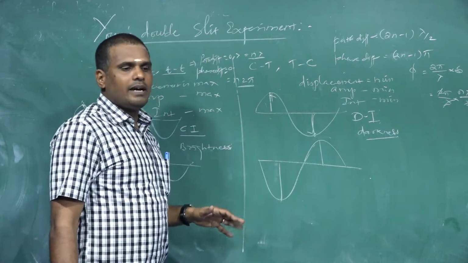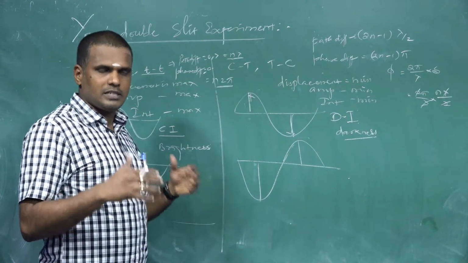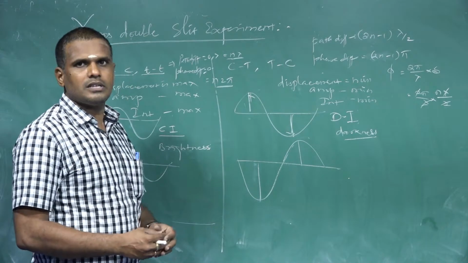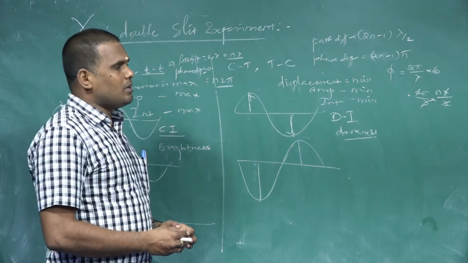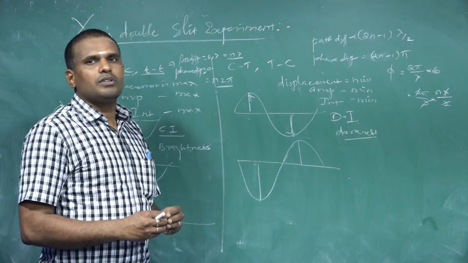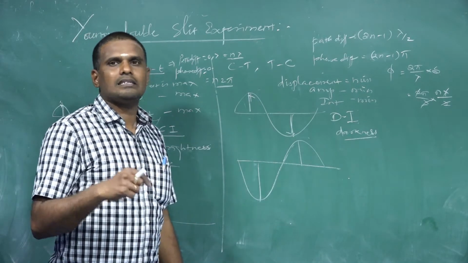Fine. Based on this idea, we are going to discuss Young's double slit experiment, which is the very first and foremost experiment on interference. He first observed this interference pattern. So Thomas Young, a British physicist, used an opaque sheet with two openings marked as S1 and S2. He called it a double slit.